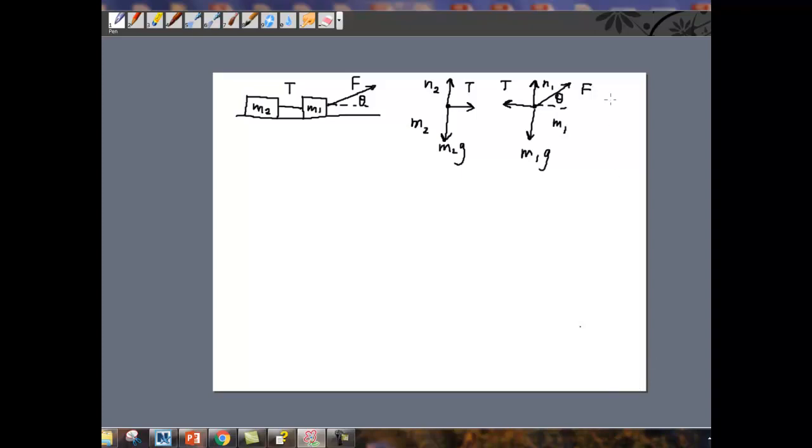The coordinate system can be indicated conveniently next to the free body diagrams. There are cases where we might choose to use different coordinate systems for the different objects in the problem, but in this case it makes sense, since all of the forces except for the force F are horizontal and vertical, to just use the standard X and Y Cartesian coordinate system.